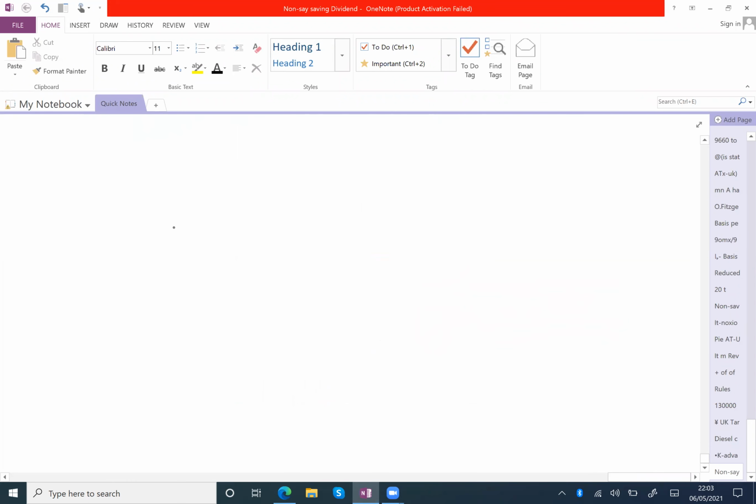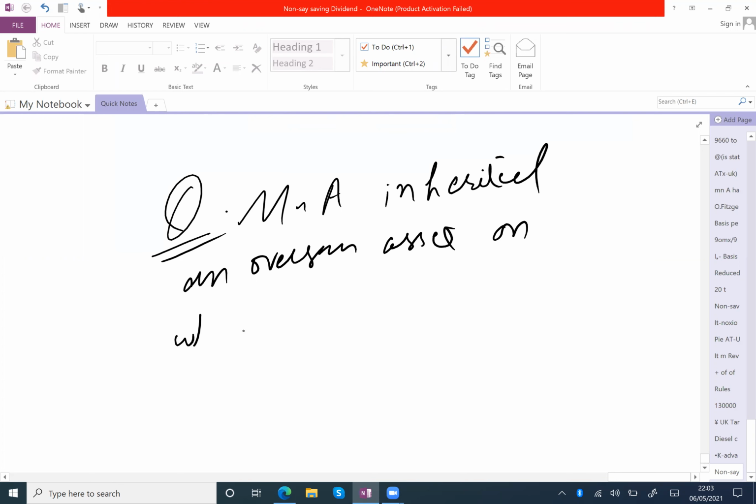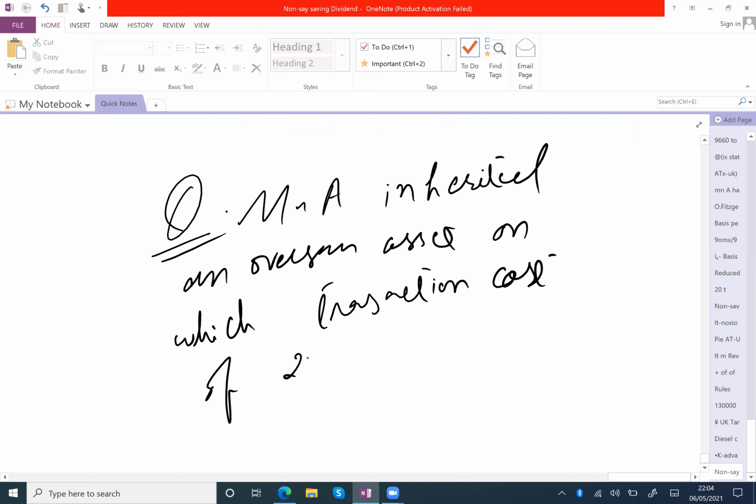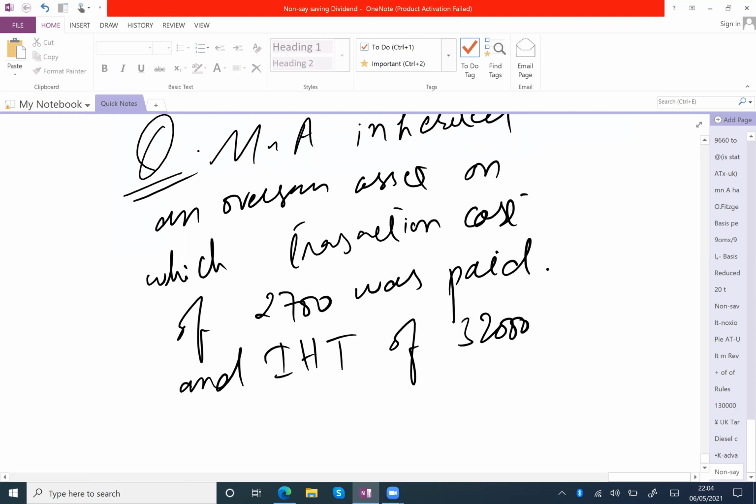Please write down a question on it. For example, Mr. A inherited an overseas asset on which transaction cost of 2700 was paid and IHT of 32,000 was paid in overseas.